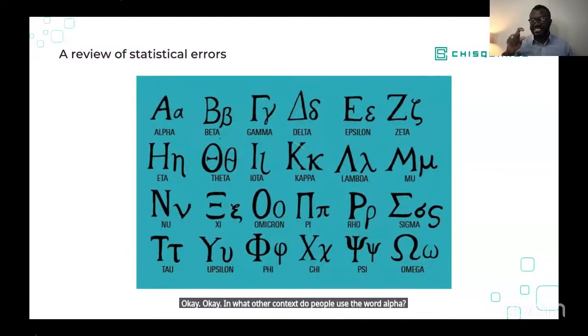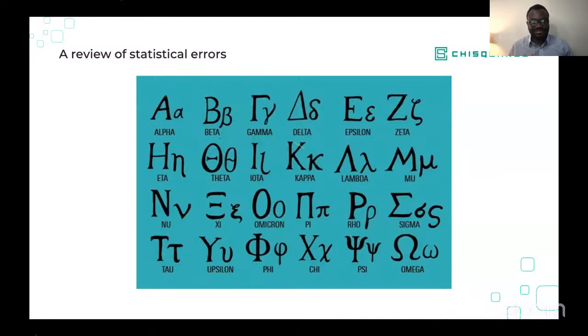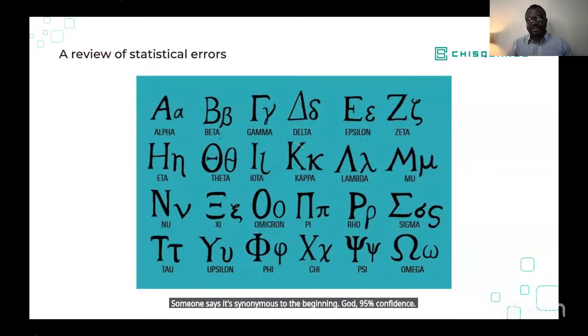Sometimes in a somewhat negative context, when they say, oh, this alpha, like in general, what context do people use the word alpha? From the chat, it's usually used to describe a strong man or woman. Someone says it's synonymous with the beginning, 95% confidence, dominant character, type 1 error, first, reject. Yeah. Okay. We're beginning.